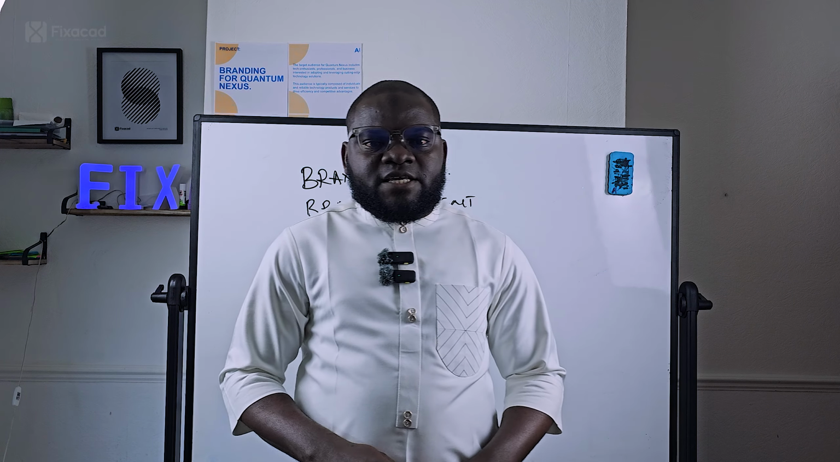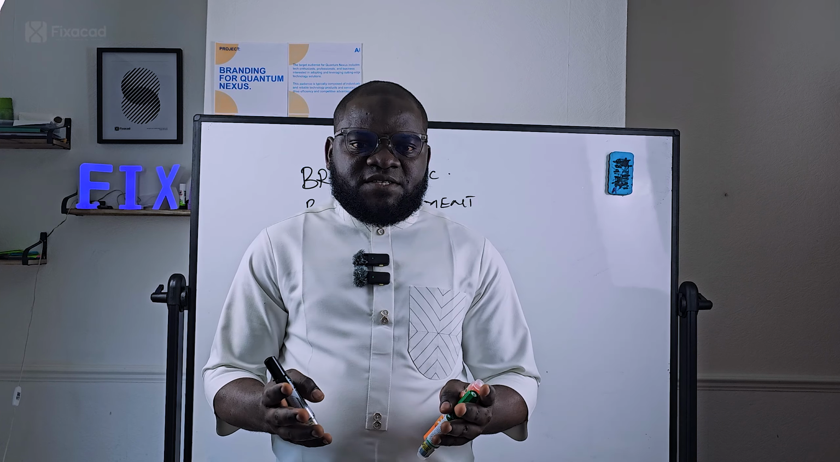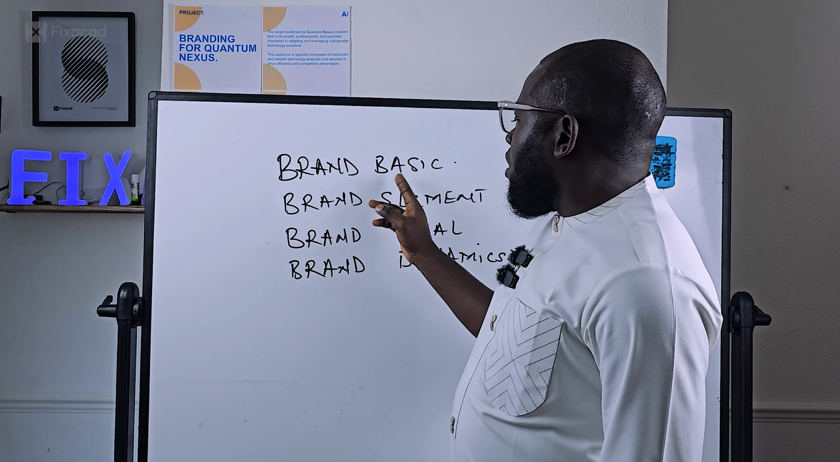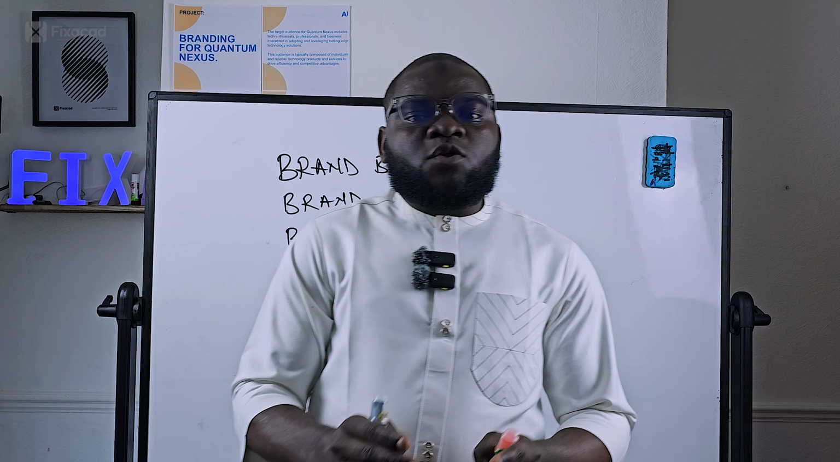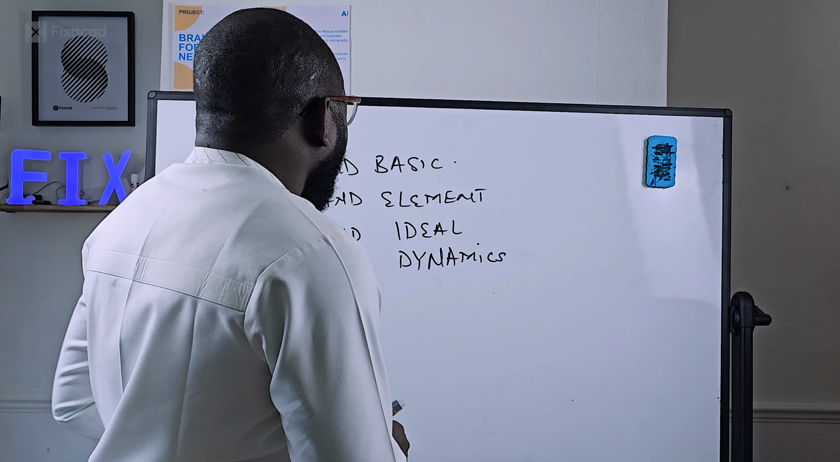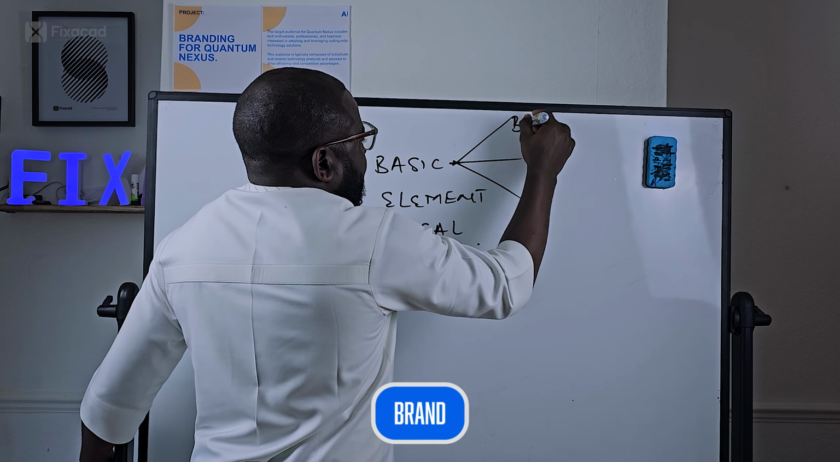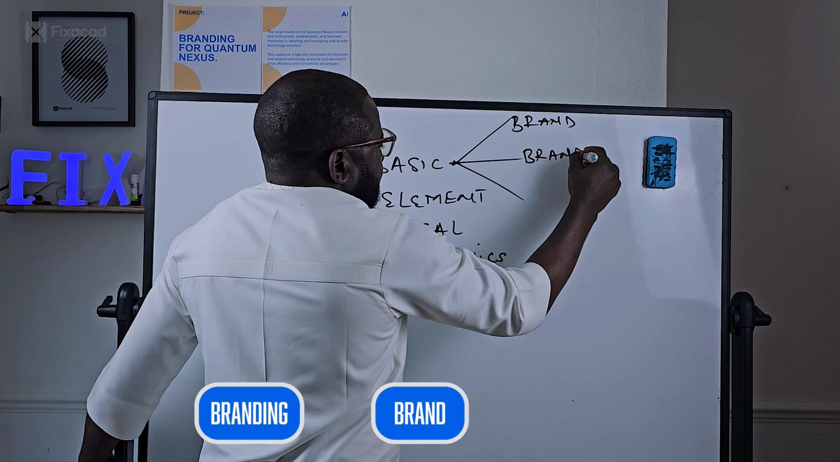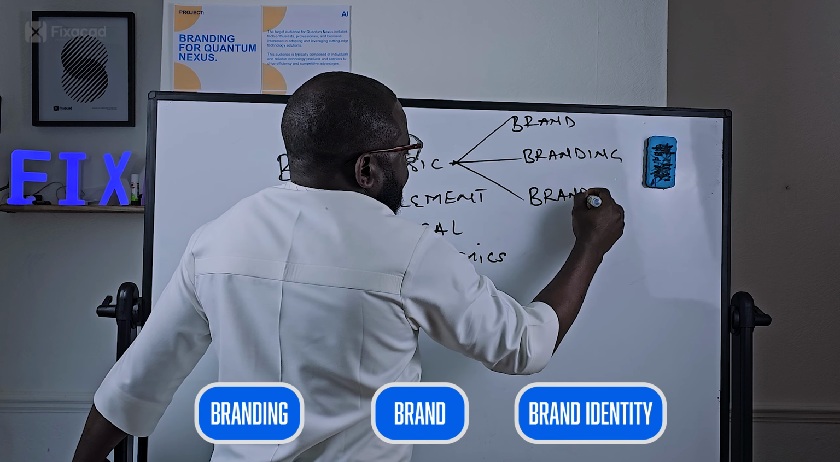And under brand basic, we have up to 12 categories of things that we need to understand. But we are going to look at it in this manner. I'm going to break all this brand basic into 4 categories, and we're going to be talking about the first category right now. The first category of this brand basic includes what we refer to as brand, branding, and brand identity.